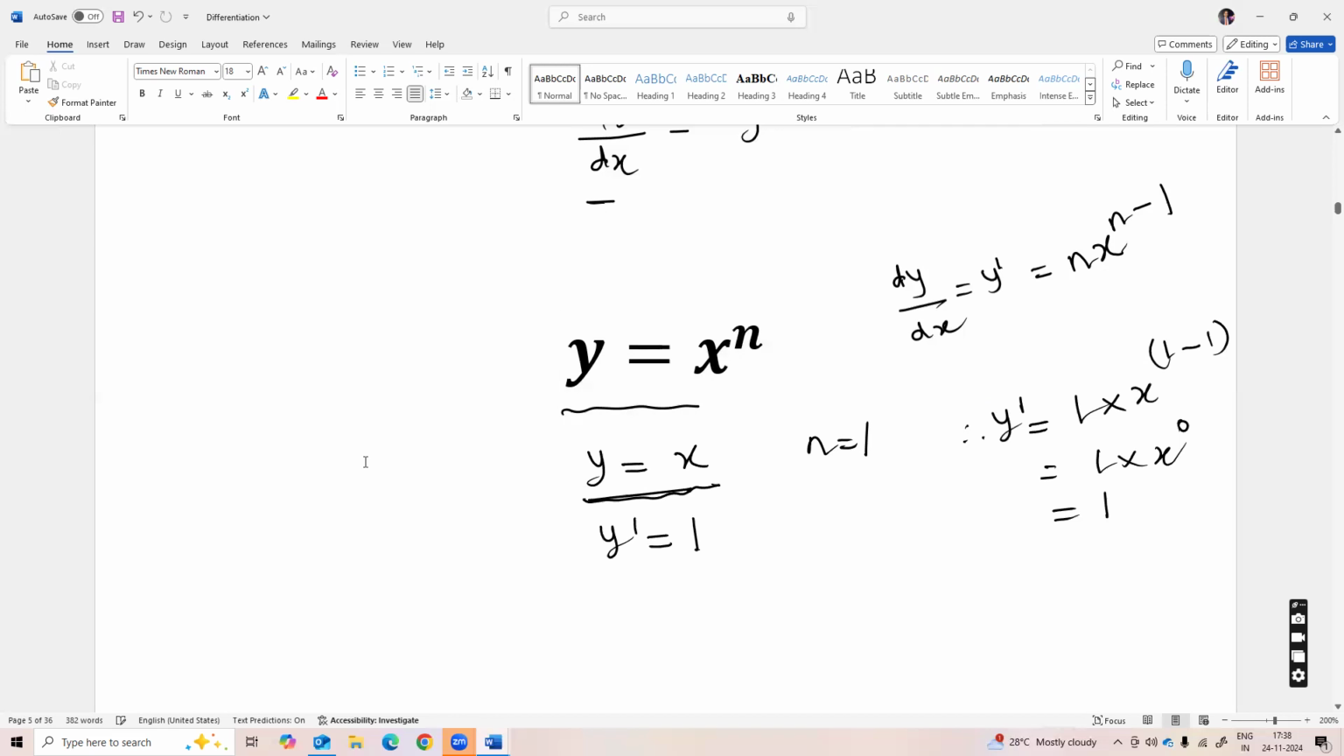One more thing here, always remember that here we are finding the derivative with respect to x, so it is dy by dx always. So the derivative of y equal to x with respect to x, that is y dash, is equal to 1.